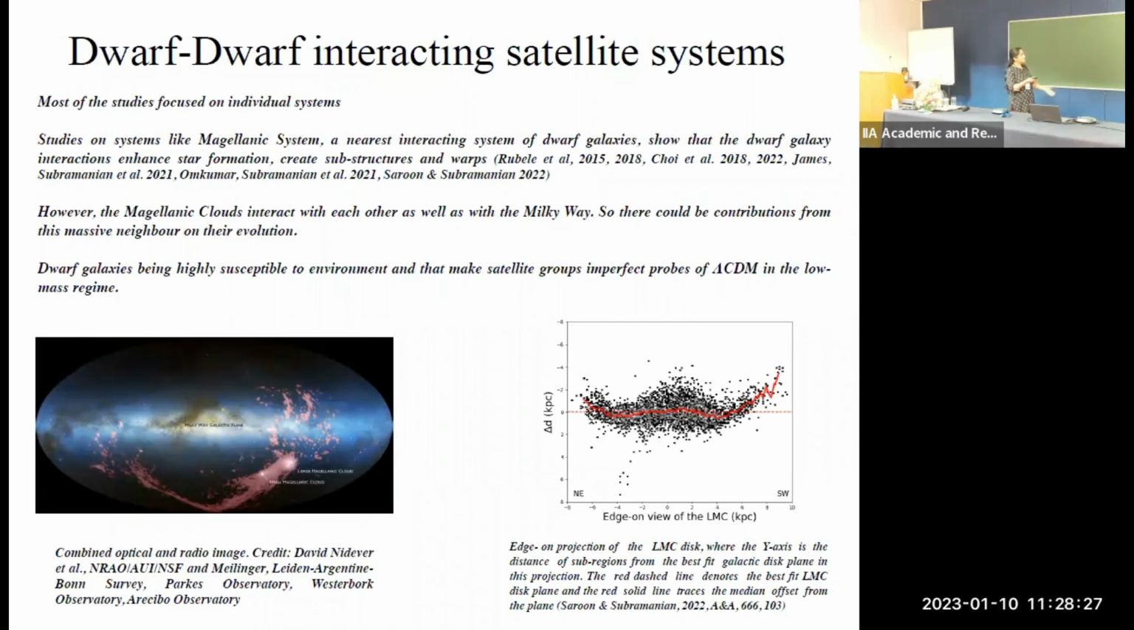And detailed study of these systems has shown that these kinds of interactions can enhance star formation, create substructures like warps, and all these things. But as I mentioned, these are neighbors of the Milky Way, which is a massive galaxy. Then it is difficult to disentangle the contribution of the massive neighbor from the dwarf-dwarf interaction. So, dwarf galaxies being highly susceptible to environment, the satellite groups are imperfect probes. We cannot actually use them as probes to understand the dwarf-dwarf interactions as such.